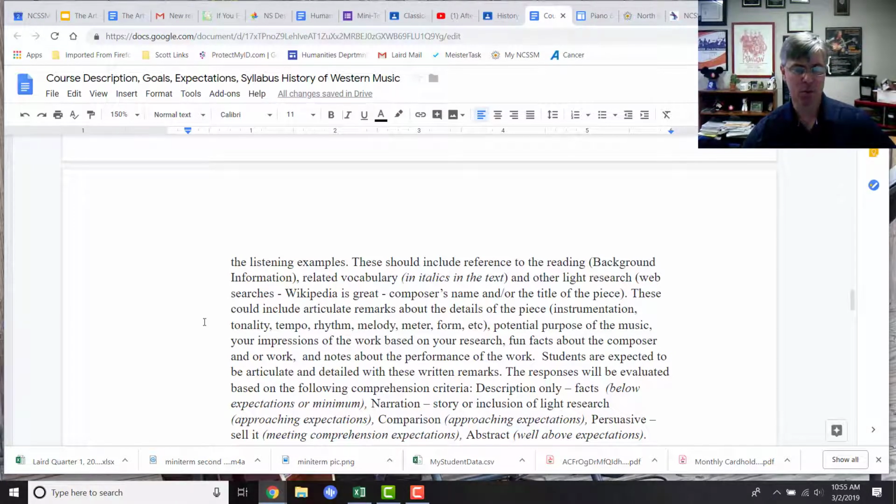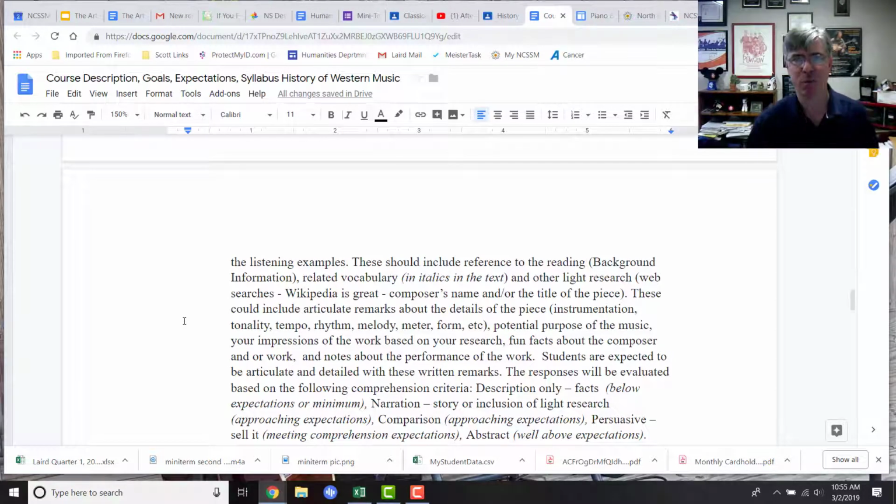And then your response could include articulate remarks about the details of the piece. For instance, what instruments are used, if it's in a major or minor key, the tempo, the rhythm, the melody, etc. These are all vocabulary terms. If there's any potential purpose of the music, and then your impressions of the music.